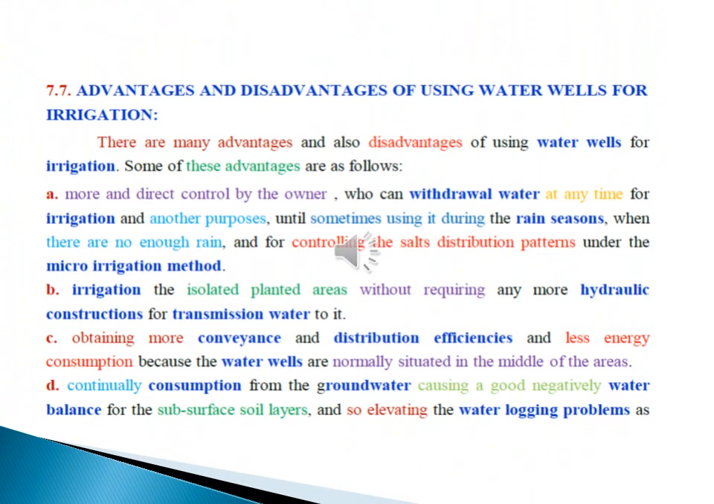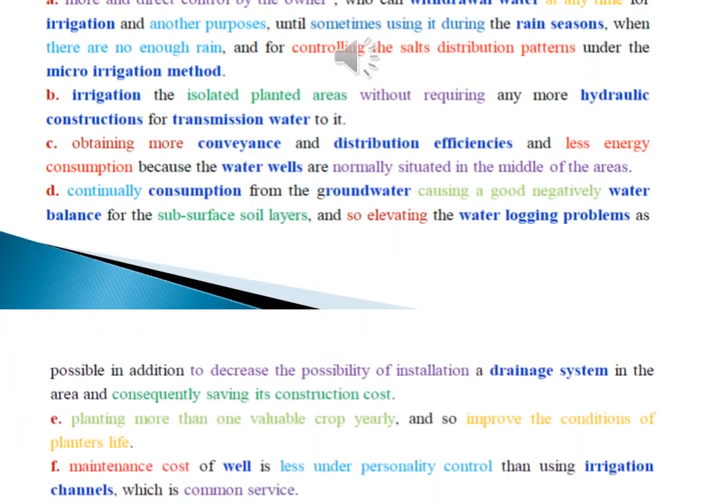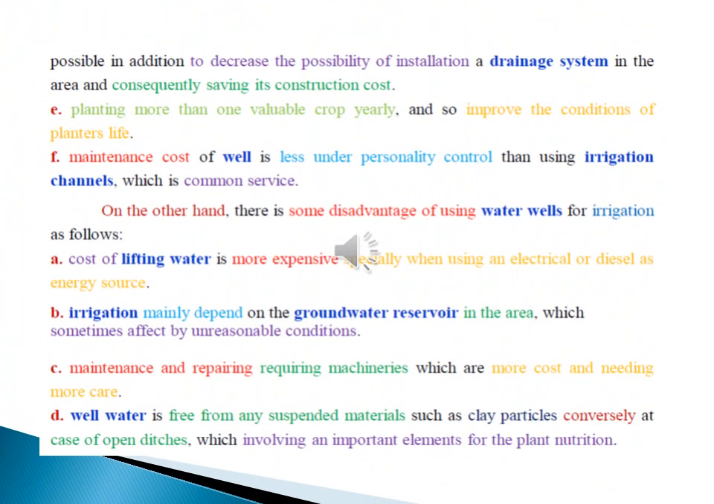Advantages and disadvantages of using water wells for irrigation. Really, there are many advantages and also disadvantages of using water wells for irrigation. Follow it by yourself, my dear, it is so easy.